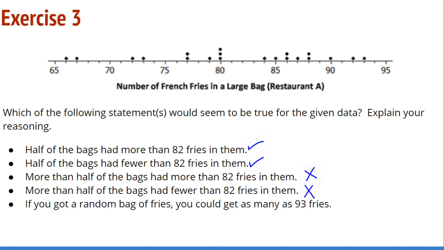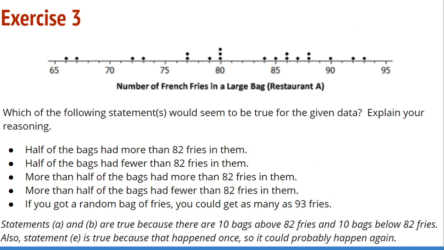If you got a random bag of fries, you could get as many as 93. Well, let's see. The very top number here was 93, so we know that that is a possibility that you could get a bag with 93 fries in it. So A and B are true because there are 10 bags above 82 and 10 below 82. Statement E is true because that happened once, so it could probably happen again. So this is A, this is B, and this is E.